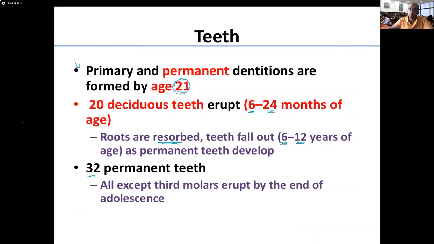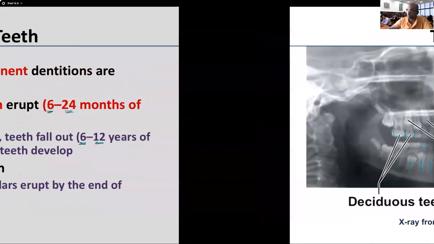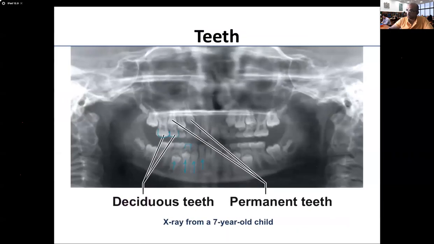6 to 12, 6 to 12. So this is a 7 years old child here. This X-ray is for a child of 7 years of age.